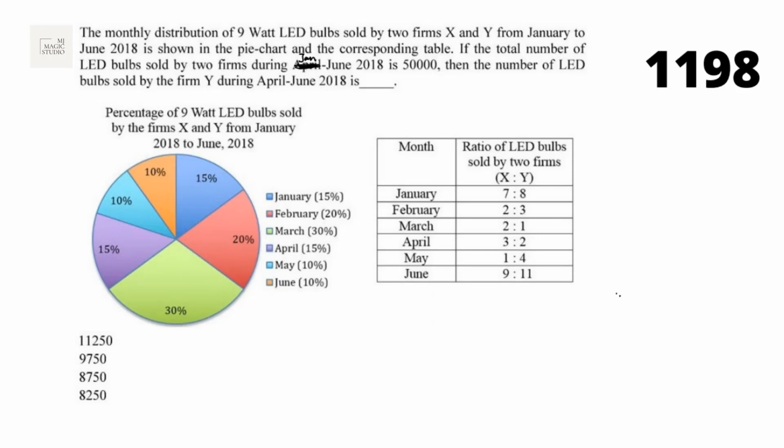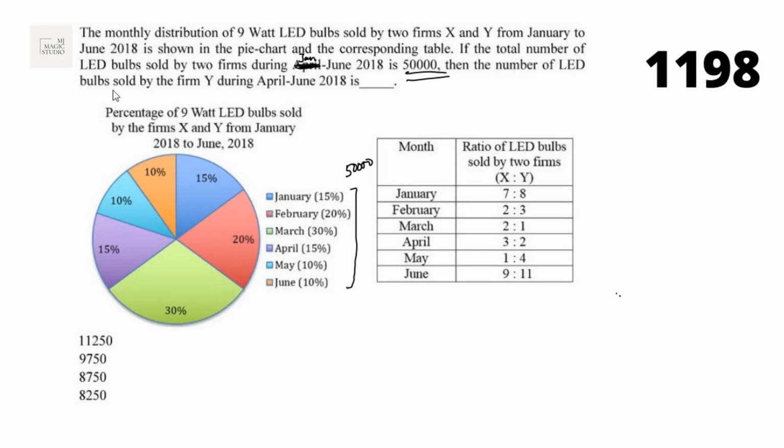Okay, so we have a combined chart. We have a pie chart and tabular data is also there. The monthly distribution of bulbs sold by firms X and Y from January to June 2018, that is for 6 months, is shown on the pie chart in percentages and the corresponding table. If the total number of LEDs sold by the two firms from January to June is 50,000, so this total number is 50,000.